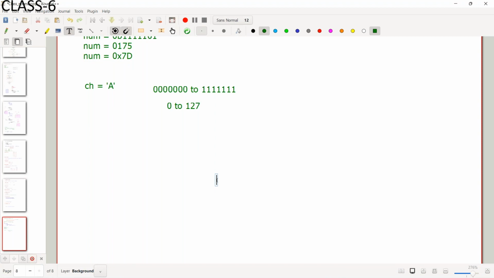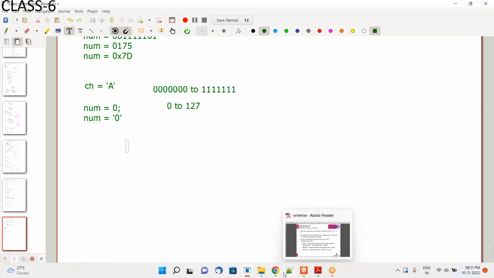I told you a character will be stored within single quotes, where we give the character code. Even suppose I have a variable num that is assigned 0. If I give 0 to this, it will be stored as an integer. But if I store it within single quotes, that means this is a character, character 0.